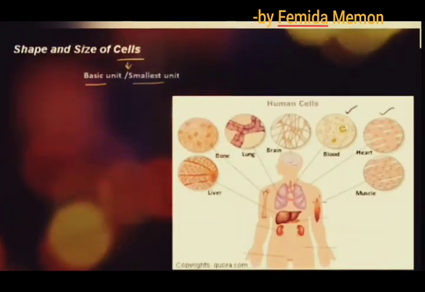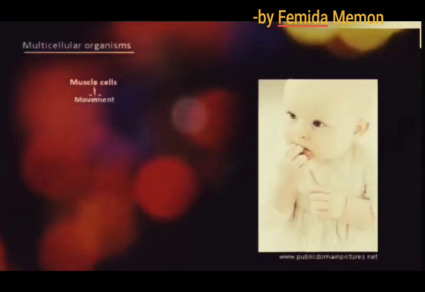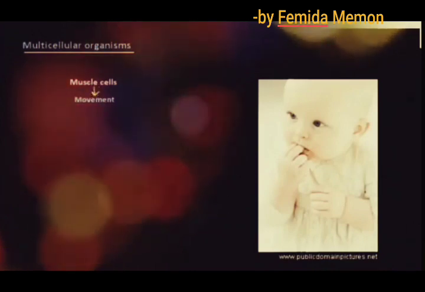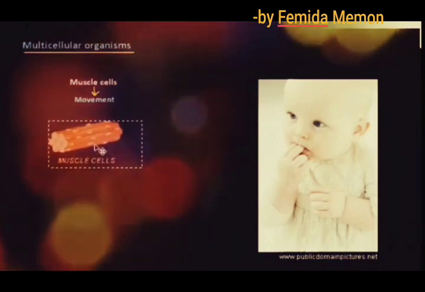Similarly, let us consider now the muscle cells. As you can see in the diagram, these muscle cells are used for movement and they are also of different shape. As I told you, muscle cells are used for giving movement. Now let us consider its shape. The shape of muscle cells is spindle shape, as you can see in the diagram.